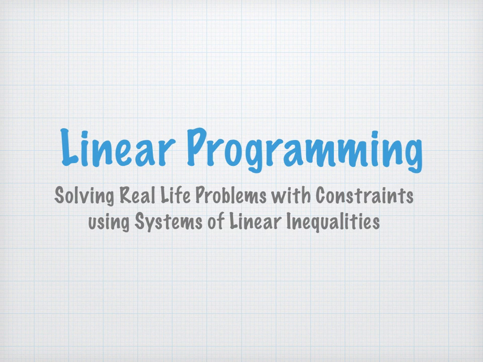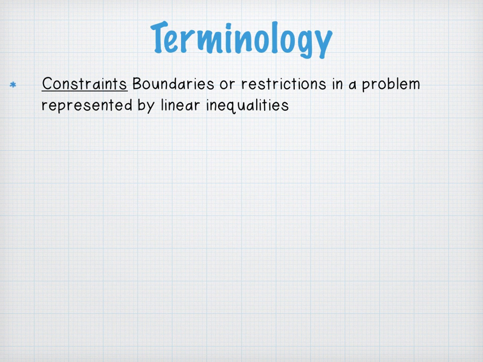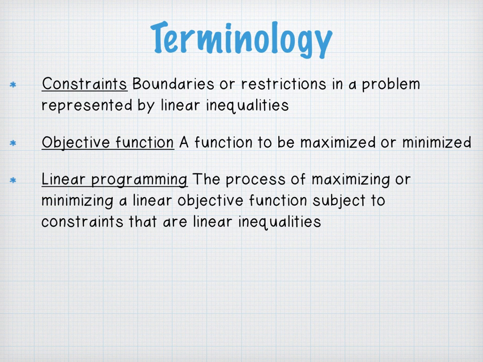Linear programming. In this video, we'll solve a real-world problem that has constraints by setting up an algebraic system of linear inequalities. Constraints are boundaries or restrictions in a problem represented by linear inequalities. Objective function: it's the function to be maximized or minimized. Linear programming is the process of maximizing or minimizing a linear objective function, subject to constraints that are linear inequalities.